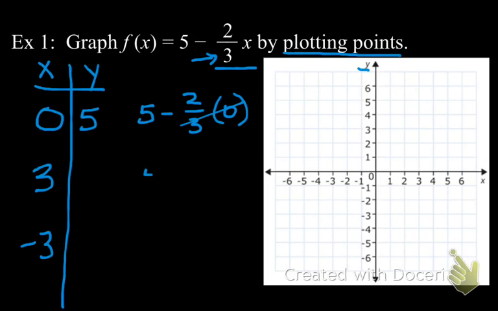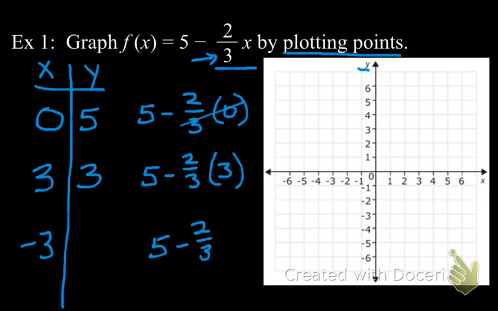The next one, 5 minus 2/3 times 3. And you can use a calculator for this, that's fine, but I know that 2/3 times 3 is 2, so it ends up being 5 minus 2, and that's going to be 3. And then for this last one, 5 minus 2/3 times -3, and again, you can use a calculator on that, but that's going to end up being 5 plus 2 because you've got a negative and another negative multiplied together. It turns it into a positive. So 5 plus 2 is going to be 7.